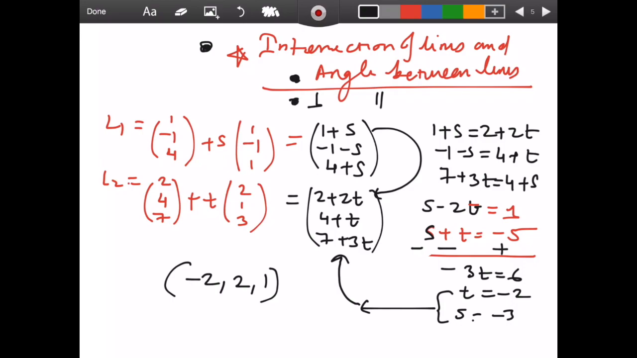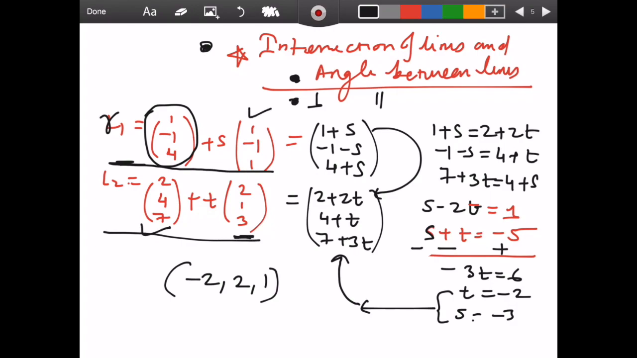Beginning with an example in vector form, let's say the line L1 is given as r equals (1, -1, 4) plus s times (1, -1, 1), and the line L2 is given as this. Now this line passes through this point and it has this direction vector. This one passes through this point and it has this direction.